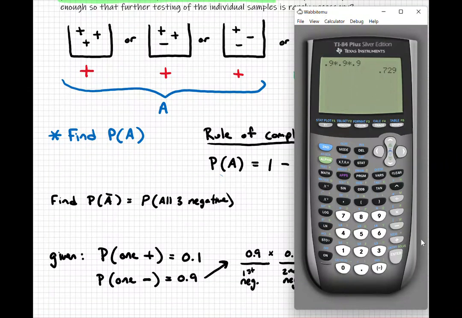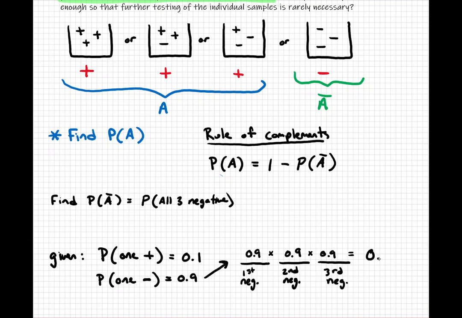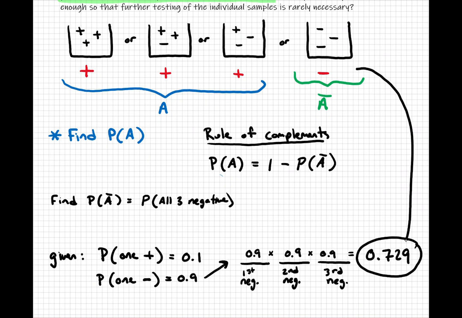That's the probability that all 3 tests are negative. The first is negative, and the second is negative, and the third is negative. Okay, so 0.729. Let's put that down here. 0.729. All right, so that is the complement of what we're looking for.